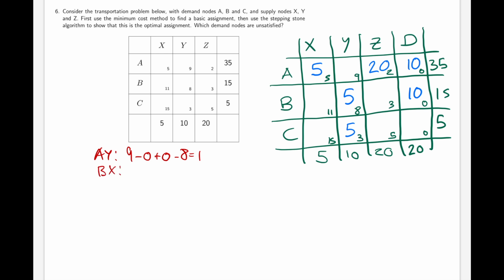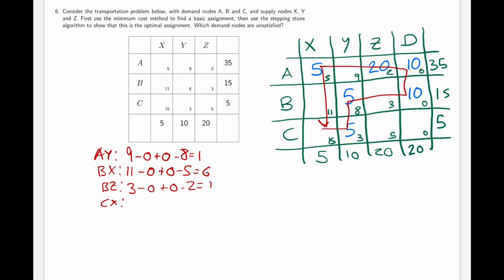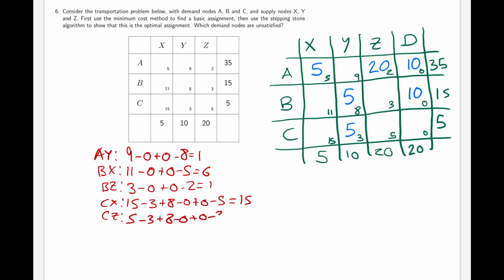BX, the loop here is this, given a net unit cost of 6. BZ, the loop now is this, with a net unit cost of 1. CX, the loop now is this, given a net unit cost of 15. CZ, the loop now is this, given a net unit cost of 8.